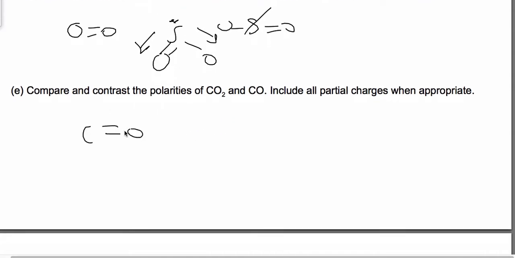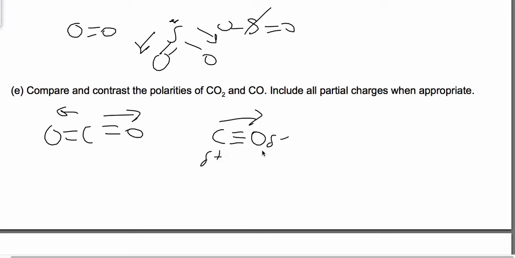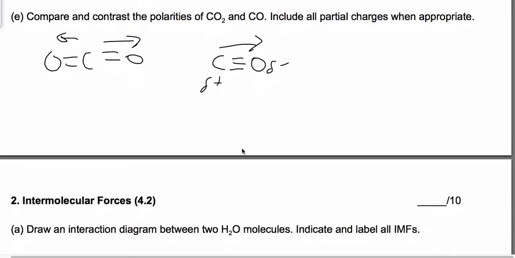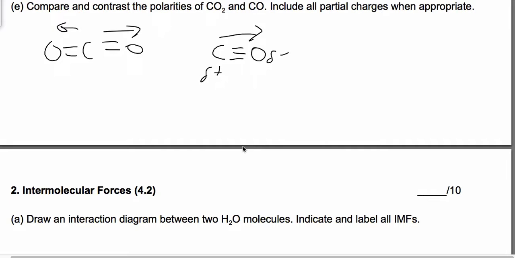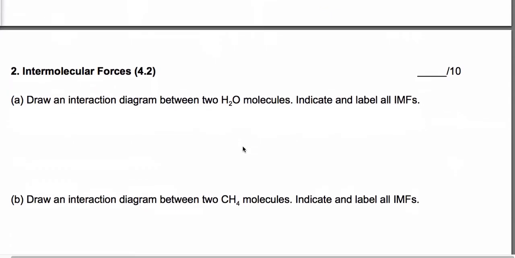CO2. Okay. And CO. All right. So dipole, dipole, but they do cancel out. So this is a nonpolar molecule because the dipoles do cancel out. This is a polar molecule because the dipoles do not cancel out, leaving a partially positive and partially negative. So in summary, a molecule is polar if the dipoles do not cancel out. A molecule is nonpolar if it has no dipoles or the dipoles do cancel out.